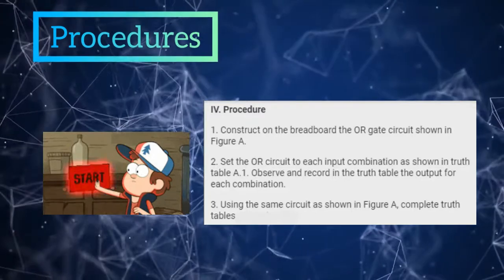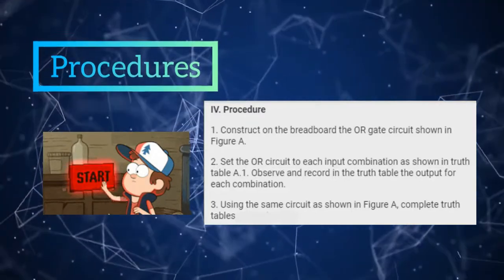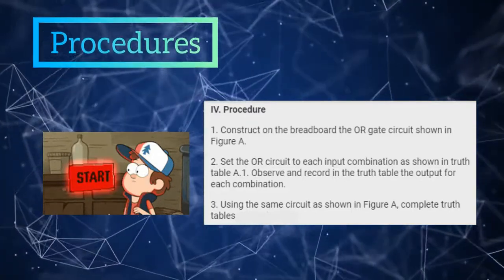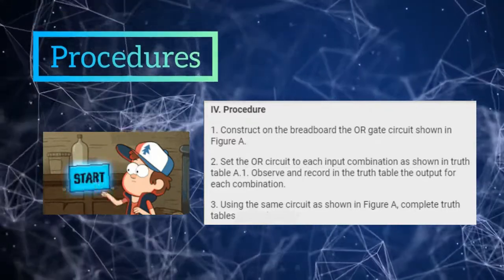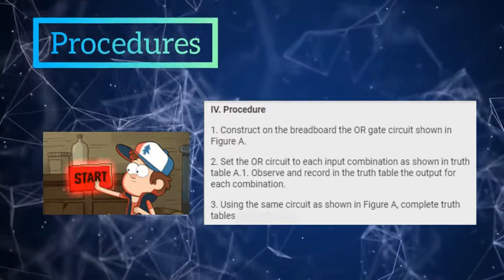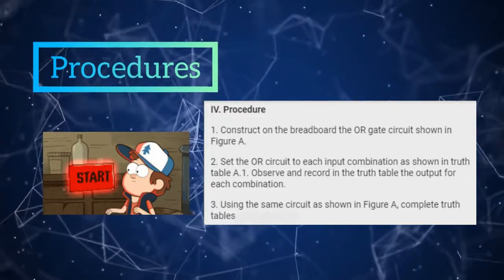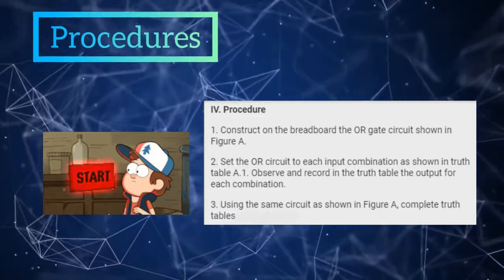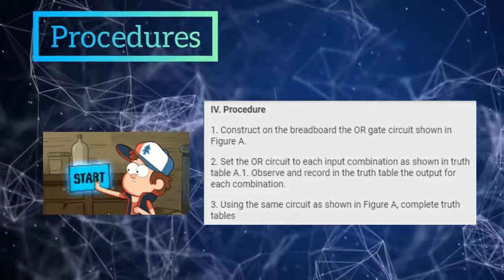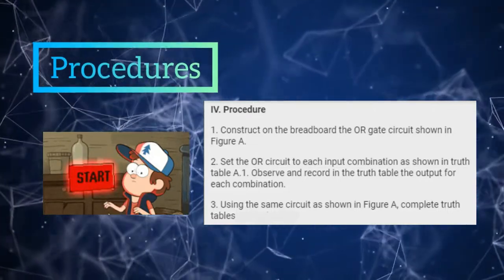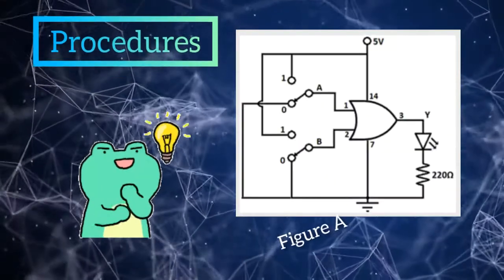Now let us proceed to the procedure. The first one is to construct on the breadboard the OR gate circuit shown in figure A. The next one is to set the OR gate to each input combination as shown in the truth table. Observe and record in the truth table the output for each combination. And next is, using the same circuit as shown in figure A, complete the truth table.